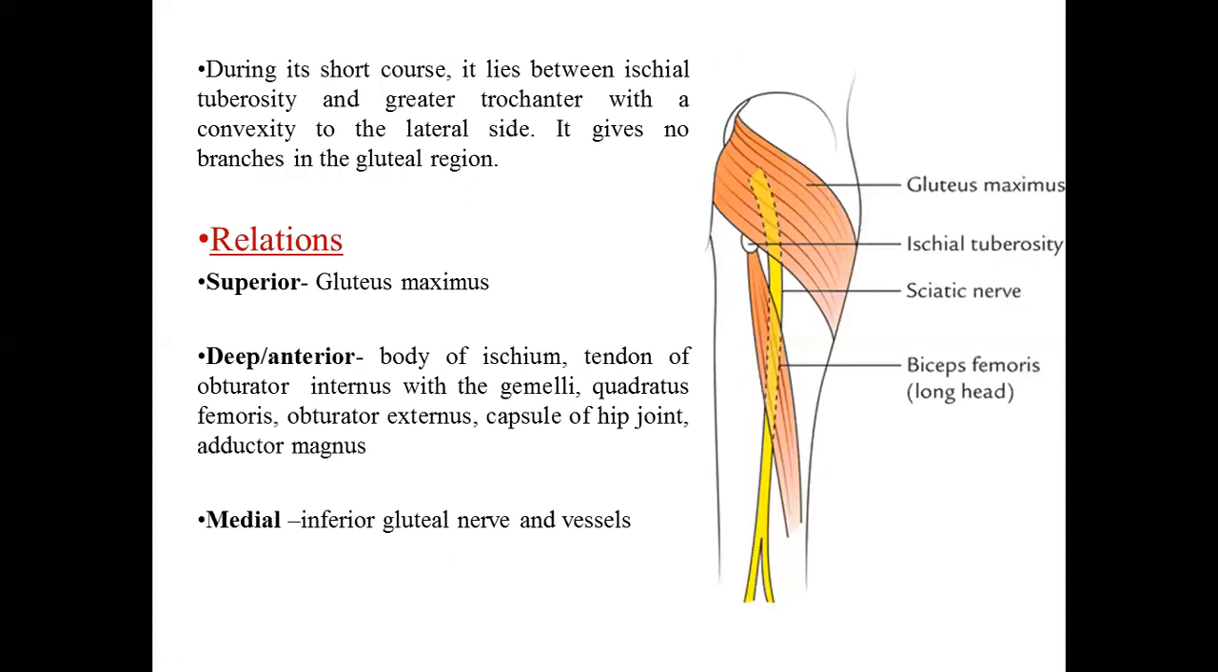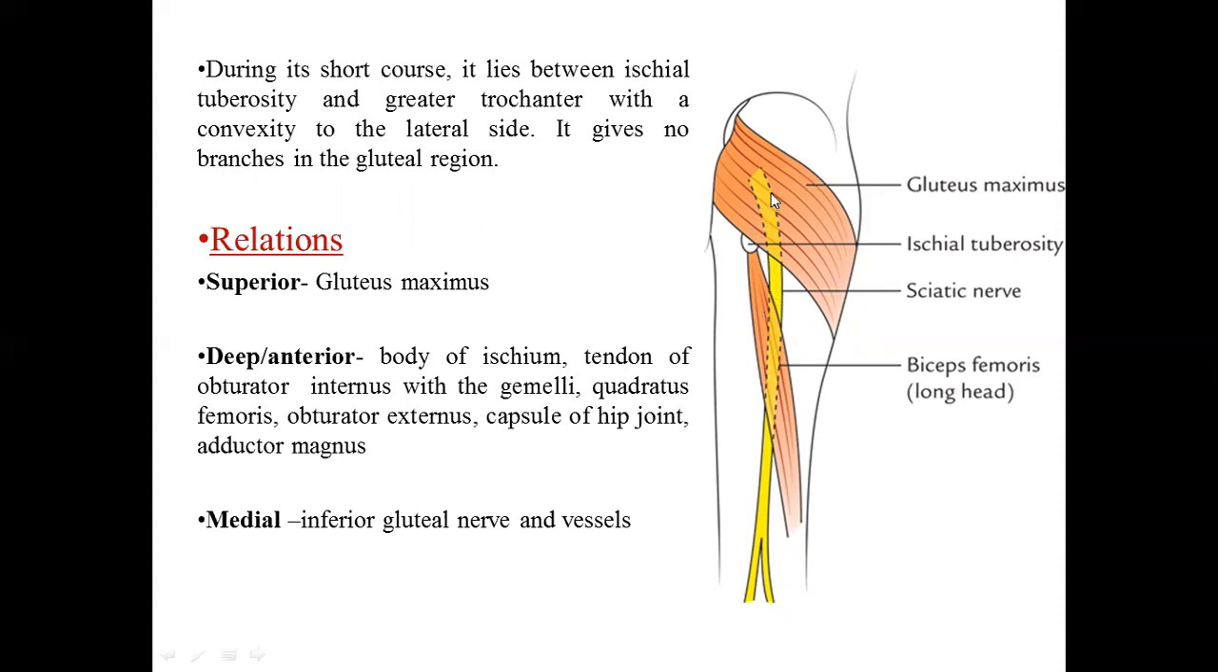Now during its course, it lies between the ischial tuberosity and the greater trochanter. Ischial tuberosity here and the greater trochanter, and it will go more on the lateral side. Here it doesn't give any branches in the gluteal region.